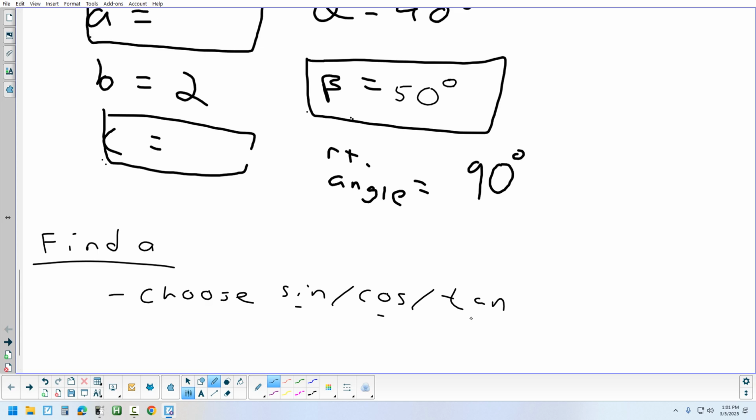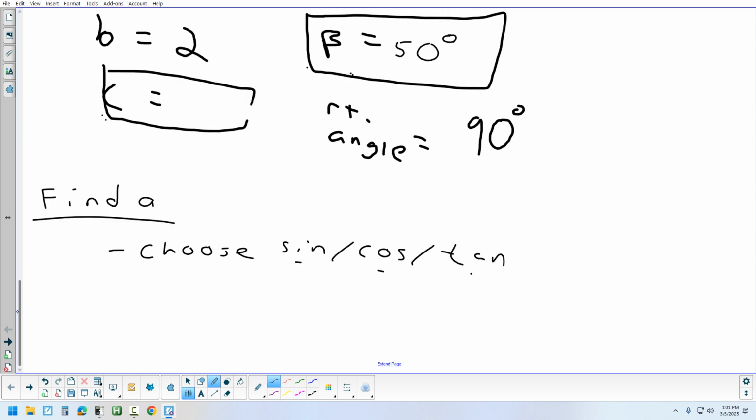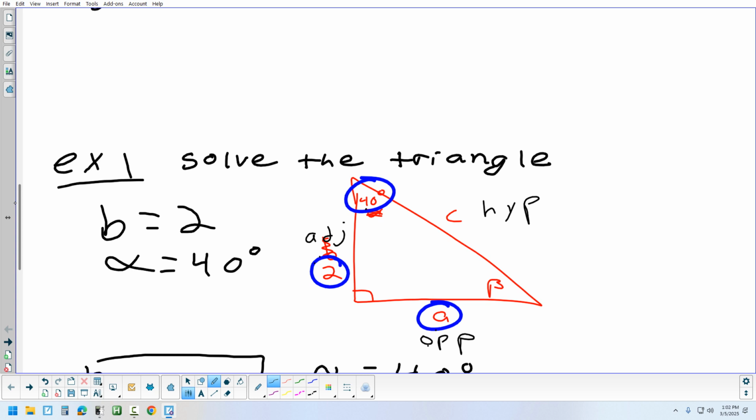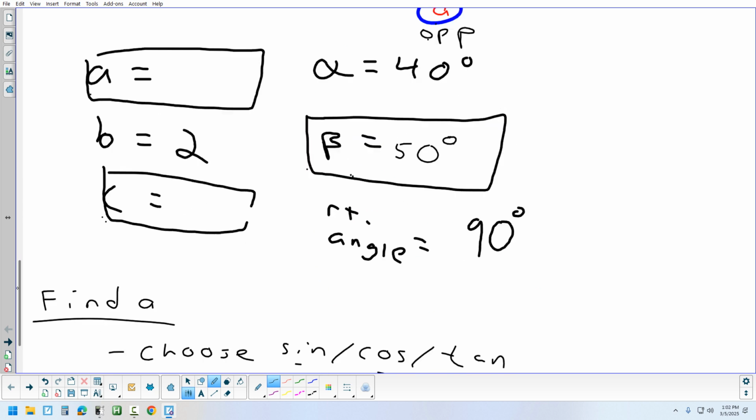Cosine. So, tangent. It's one of those 3. It's tangent, yes. So what we're going to do now is set up an equation, and we're going to use tangent. The reason it's tangent is because you're not using hypotenuse. Tangent's the only one without hypotenuse. Tangent is opposite and adjacent.